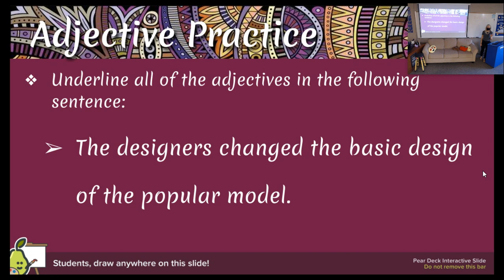Again, we're looking for words that answer one of those adjective questions and come before a noun. So basic is also one of our adjectives. It's telling us what kind of design. It's a basic design, answering one of those adjective questions, and it comes before the noun design. The last adjective in this sentence is popular. Again, it's answering that what kind question. You guys notice that the what kind question is one of the most common adjective questions. What kind of model is it? It's the popular model, and it comes before that noun model, so popular is our final adjective in that sentence.